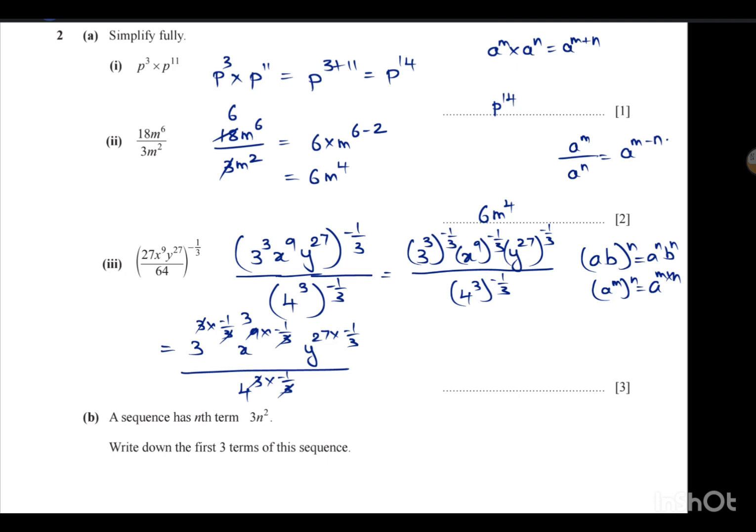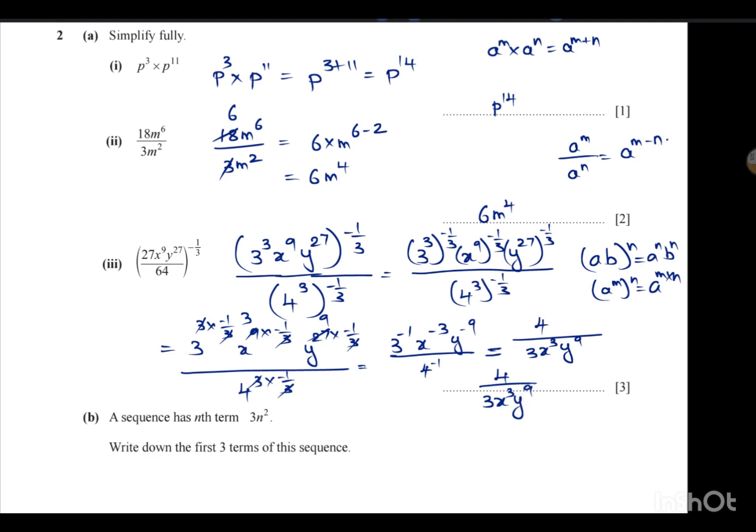This is 3 times 3, this is 3 times 9. But everywhere minus 1 is there, so your answer will be 3 raised to minus 1, x raised to minus 3, y raised to minus 9 by 4 raised to minus 1. Now because the powers are negative, you can just do the reciprocal and make them positive. So 4 comes in the numerator, it becomes 4 raised to 1, then 3 x raised to 3 y raised to 9 will be in denominator. So the answer is 4 by 3 x raised to 3 y raised to 9.